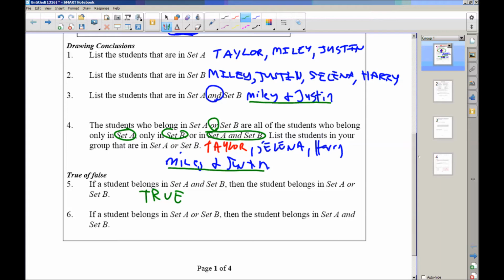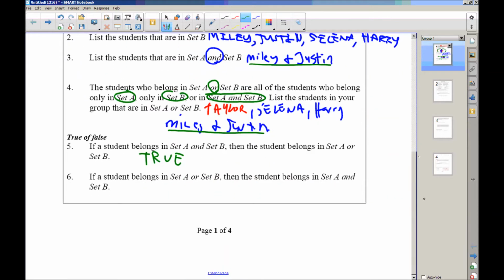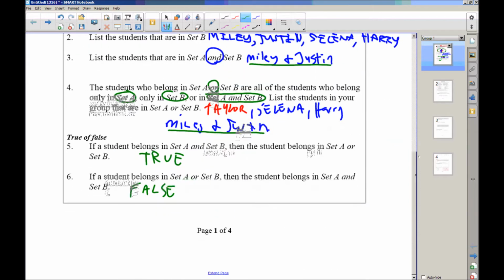All right, now we're going to go the opposite way. If a student belongs in set A or set B, so that means they're anywhere within this big green part up here, everything in either A only, B only, or the combo of A and B, then they also belong in set A and B. And this is going to be a false statement. You just pick somebody who's in the only A or only B section for a counterexample. So either Taylor, Selena, or Harry would be a good counterexample. I'll go with Taylor. Okay, this concludes page 1.